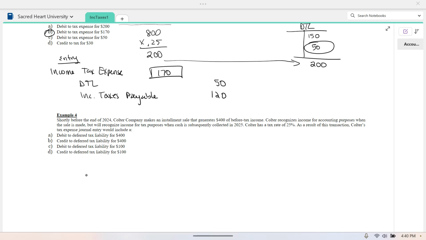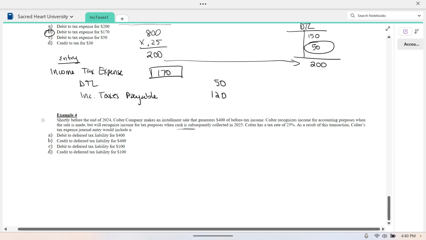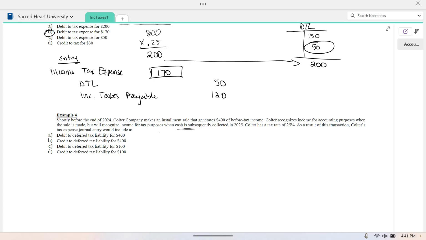Example 4. Shortly before the end of 2024, Coulter Company makes an installment sale that generates $400 of before tax income. The company recognizes income for accounting purposes when the sale is made, but will recognize income for tax purposes later when the cash is subsequently collected in the next accounting year. So here we have an example where our pre-tax income includes the revenues even before we get the cash, and that's greater than our taxable income. When we get the cash next year, we know that our future taxes will be higher, so we have a future taxable amount.